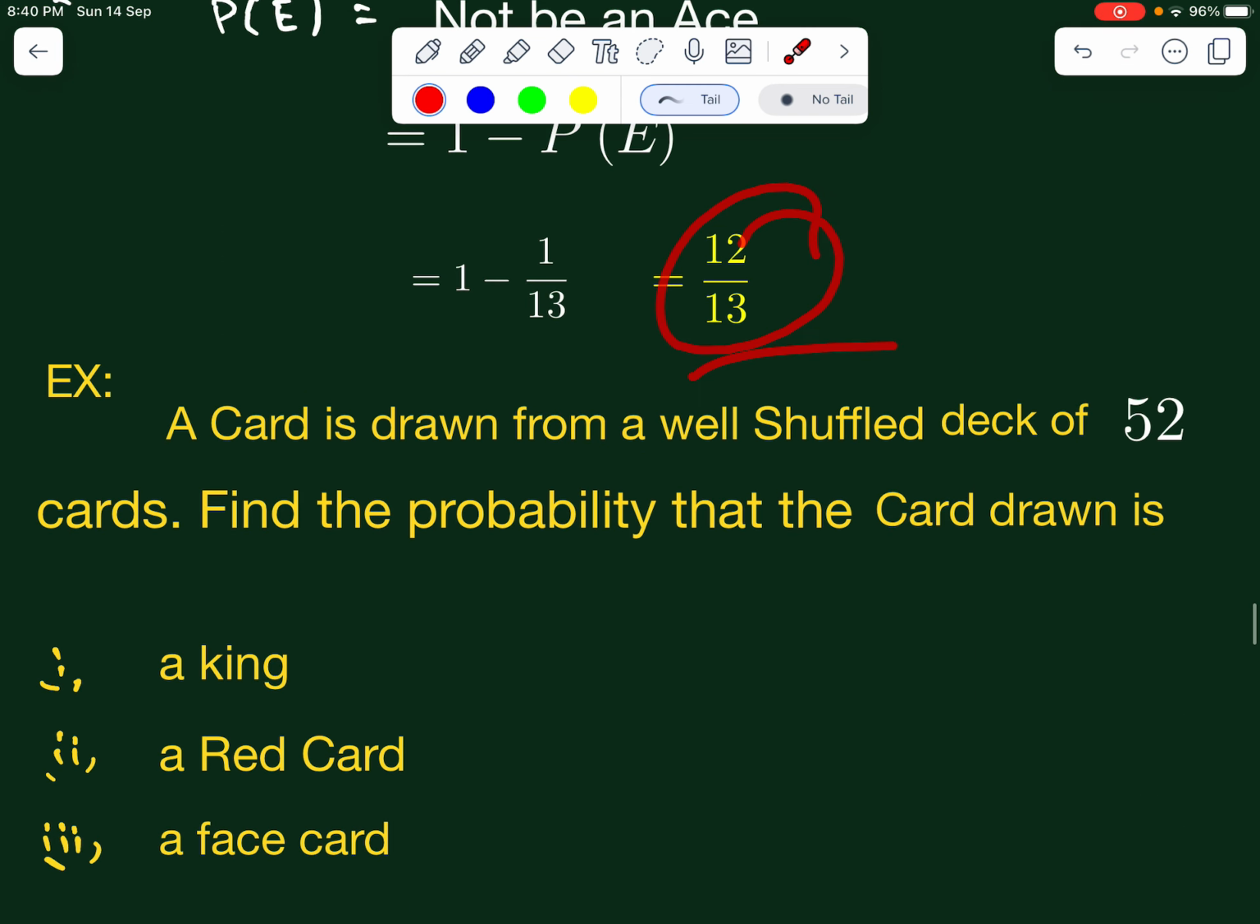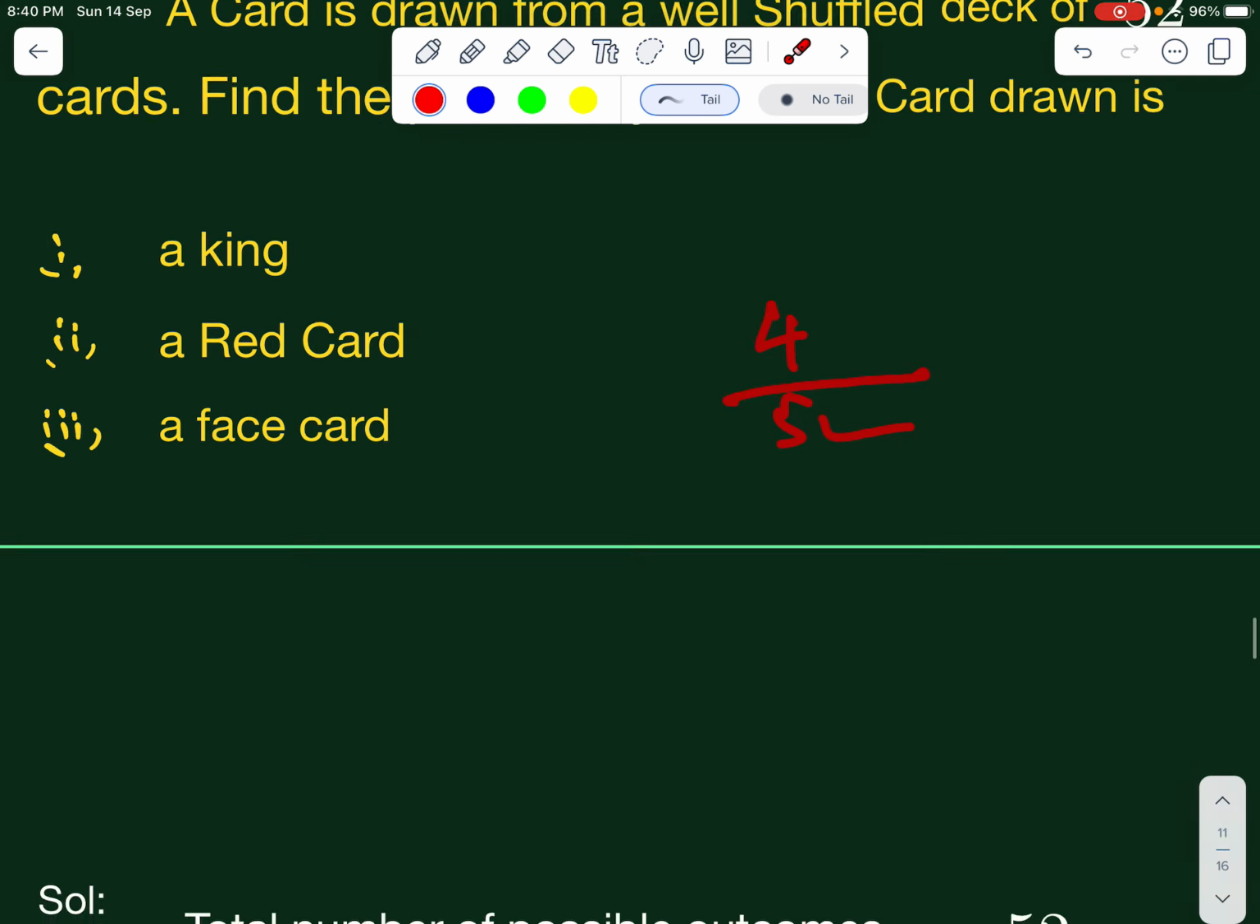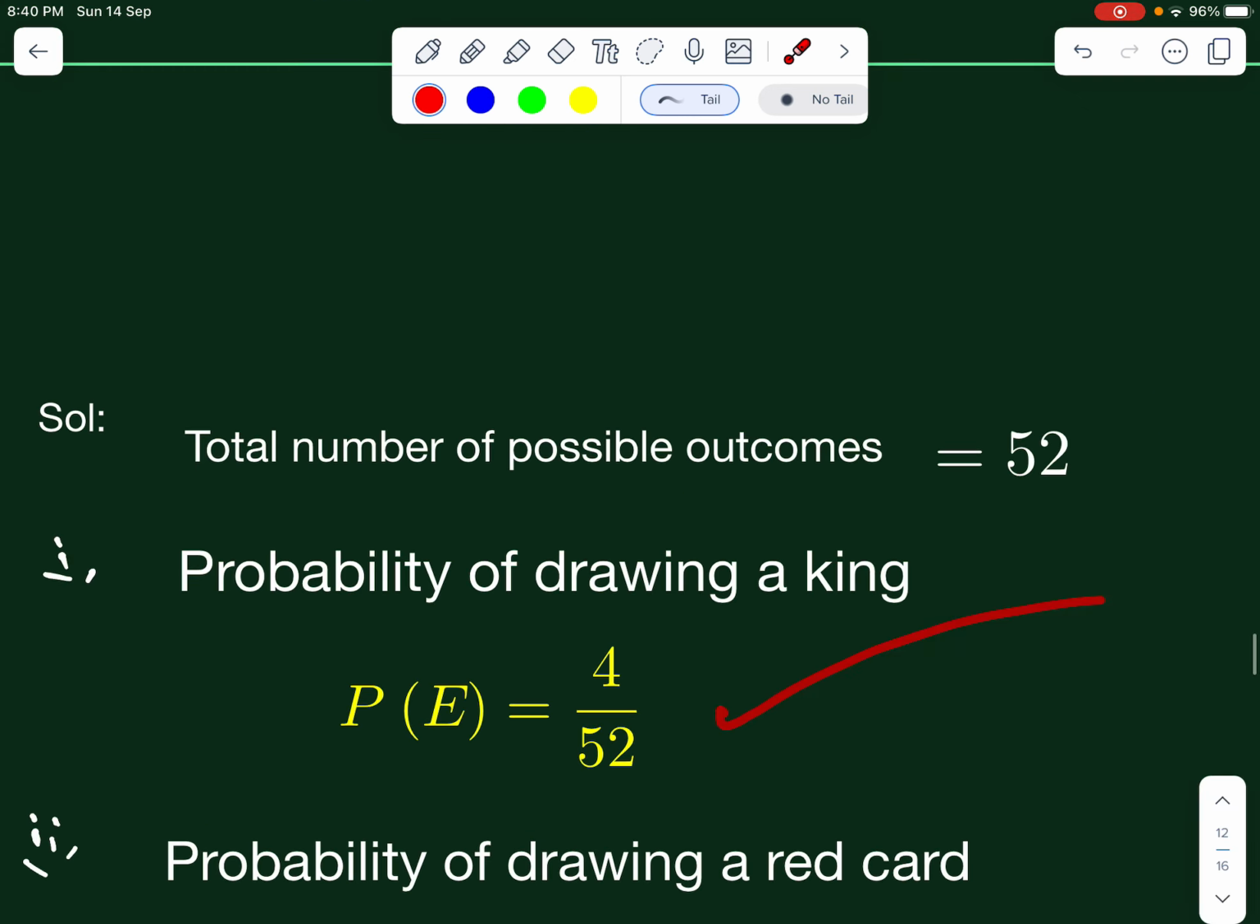Next question. A card is drawn from a well shuffled 52 cards. Find the probability that the card is a king. How many kings do we have? 2 red kings, 2 black kings. Therefore, 4 kings. Therefore, 4 by 52 is the answer.